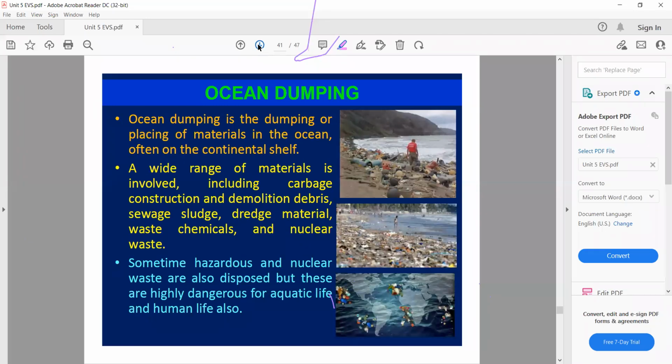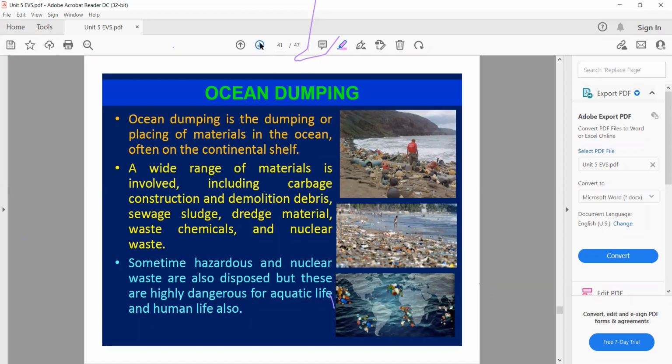Next, ocean dumping. Ocean dumping is the dumping or placing of materials in the ocean, often on the continental shelf. Very important in this scenario, a wide range of materials is involved, including garbage, construction and demolition debris, sewage sludge, waste chemicals, and nuclear waste. Sometimes hazardous and nuclear wastes are also disposed of, but these are highly dangerous for aquatic life and human life also.